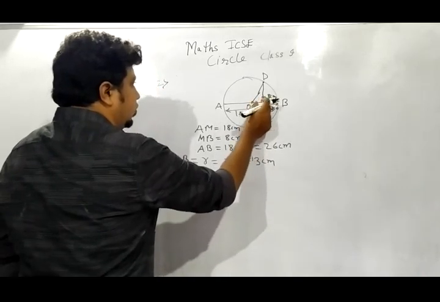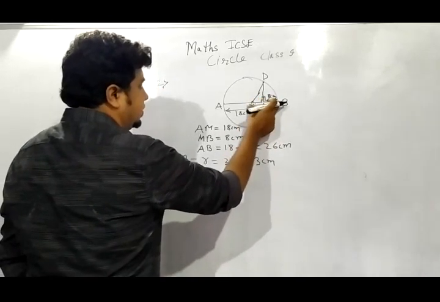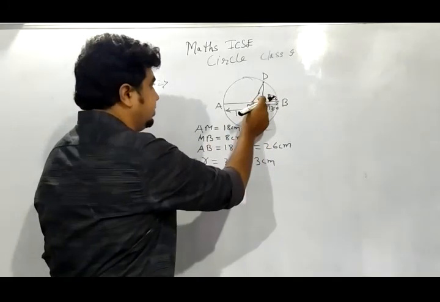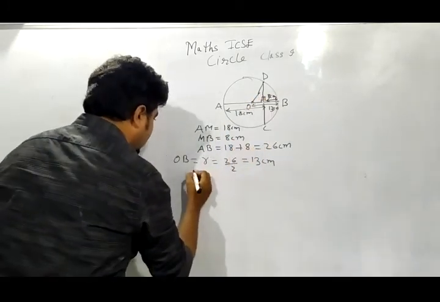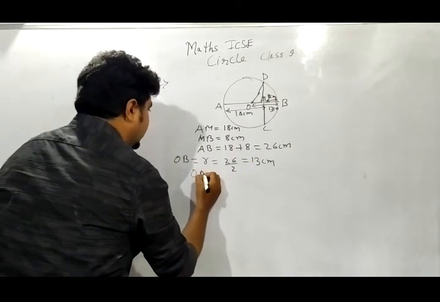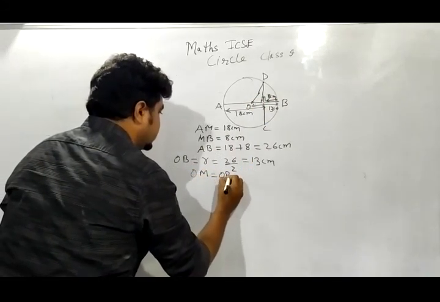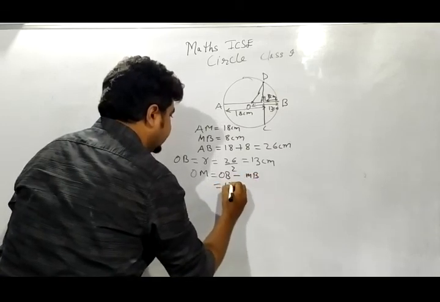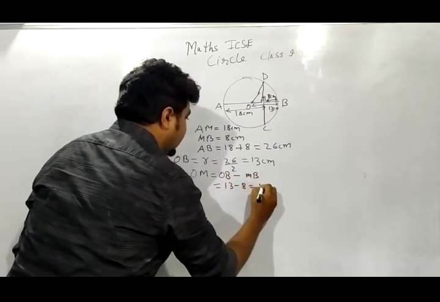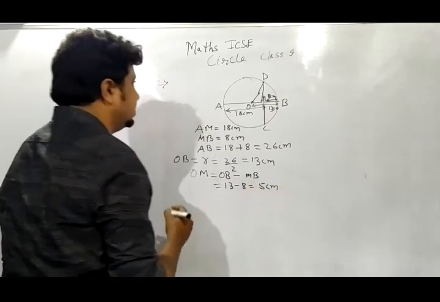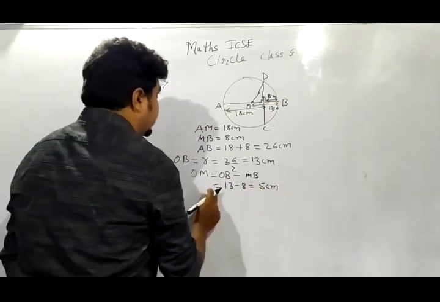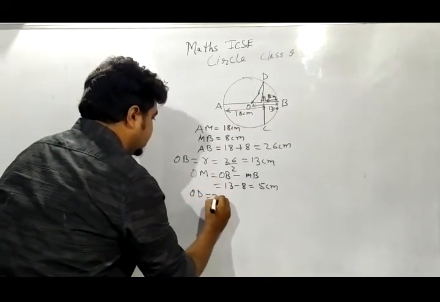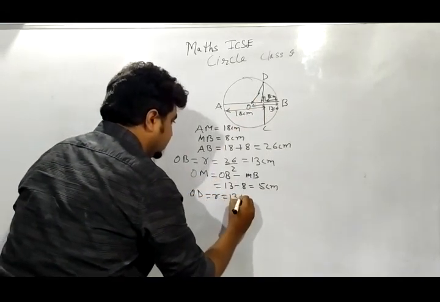Now OM will be equal to OB minus MB, as you see OB is 13 and this part is 8, which is coming out to be 13 minus 8, which is 5 centimeter. This is the length of OM. Now OD is also the radius, so OD is equal to R is equal to 13 centimeter.